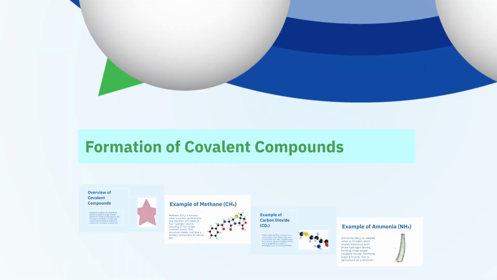Now let's take a look at the formation of covalent compounds. Covalent bonds are what hold together covalent compounds. These are compounds where atoms are bonded by sharing electrons, and they can range from simple molecules to complex structures.